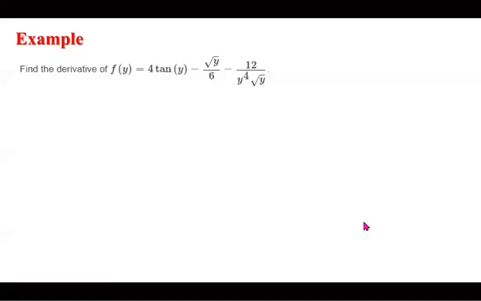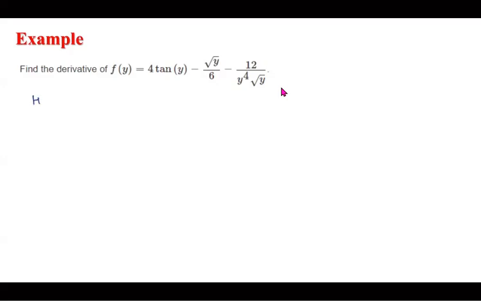We are asked to find the derivative of the function f of y equal to 4 tangent y minus square root of y over 6 minus 12 over y raised to 4 times square root of y, both of these in denominator. So let's rewrite this function.